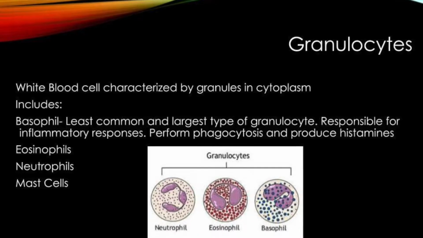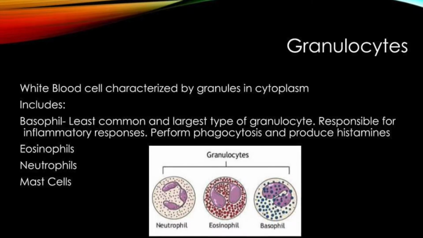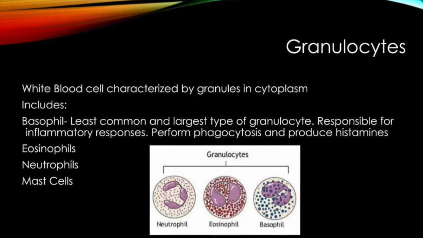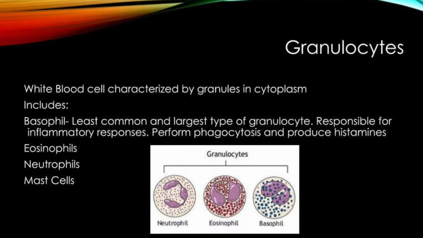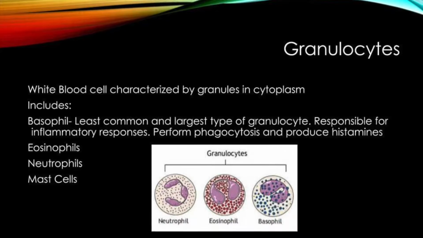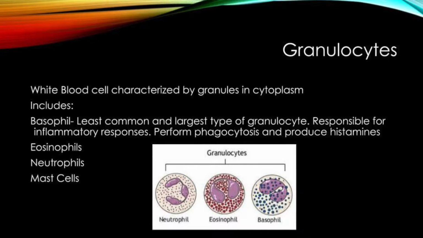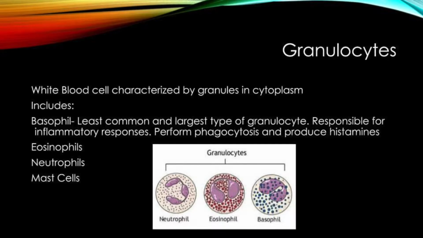And one of these types of granulocytes are called basophils. These are the least common and largest type of granulocytes. They're somewhat responsible for inflammatory responses because they produce histamines, which we'll talk more about later. And like most other granulocytes, they perform phagocytosis. The others will be talked more about later in the presentation.